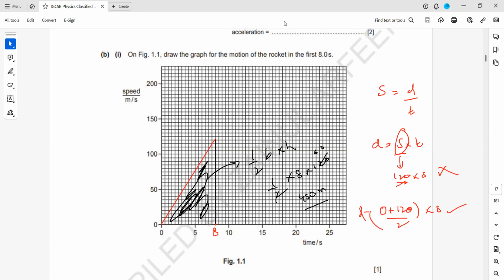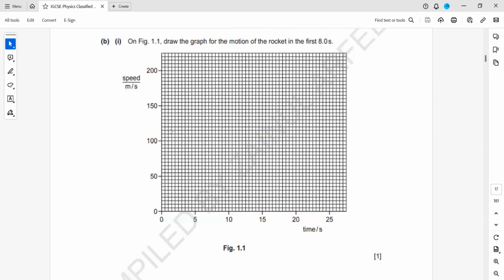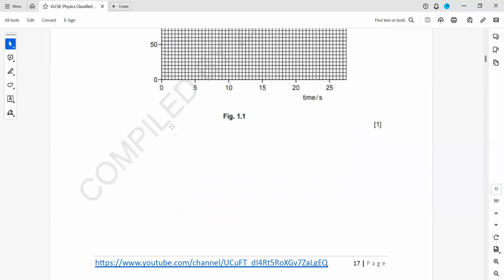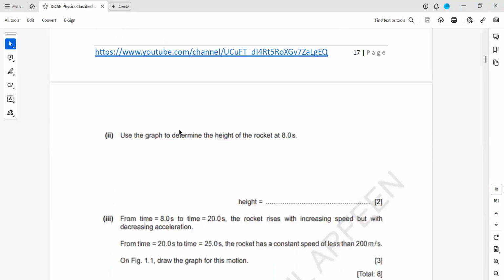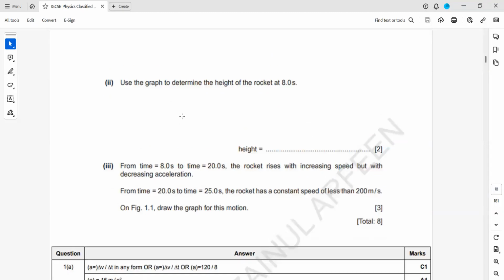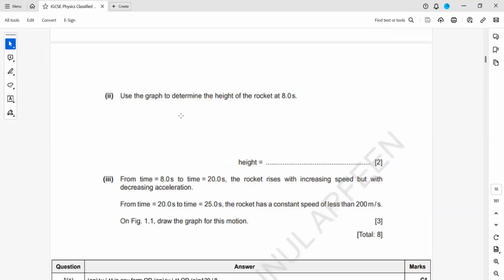So either use the area under the graph, or if you want to use the formula, speed is distance over time, check if the speed is changing. If it is, then don't substitute the final speed, substitute the average speed, the initial plus final divided by 2. For the time from 8 seconds to 20 seconds, the rocket rises with an increasing speed but decreasing acceleration. And then from 20 seconds to 25, the rocket has a constant speed but less than 120.